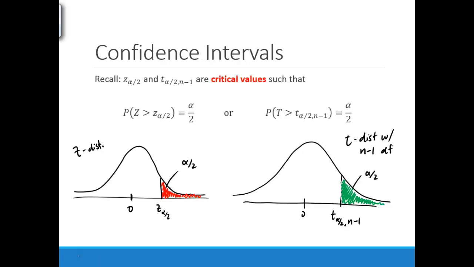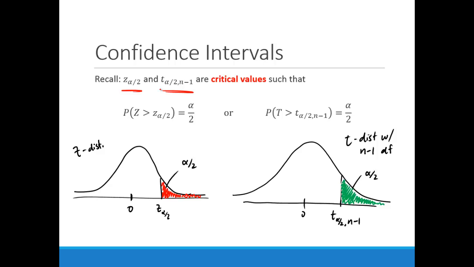Okay, so just to remind you, what are these z sub alpha over 2 and t sub alpha over 2, comma n minus 1? Remember, those are critical values. So we're calculating those based on which confidence interval I have. So do I want a 90% confidence interval? Do I want a 95%, 99%?